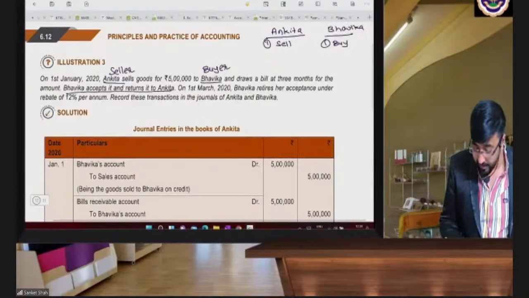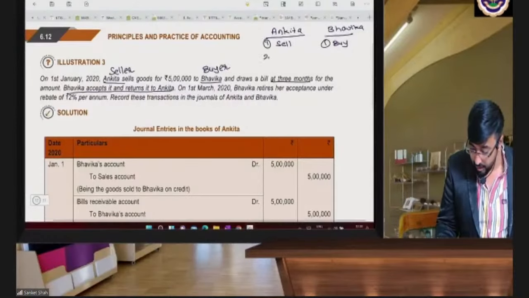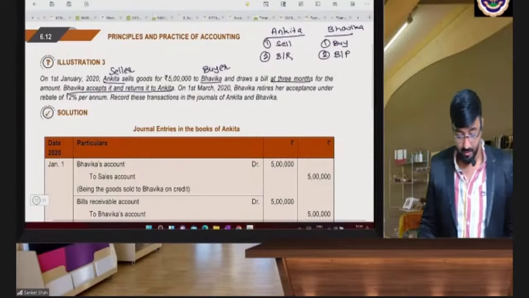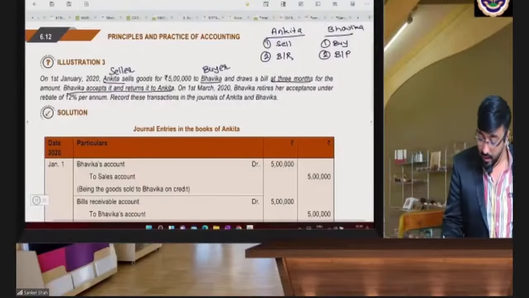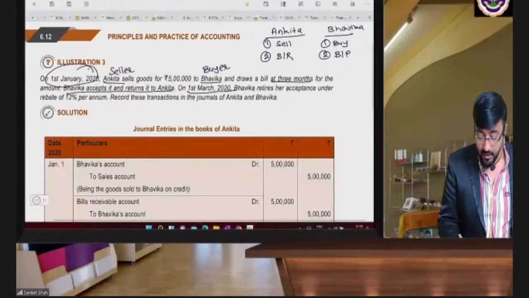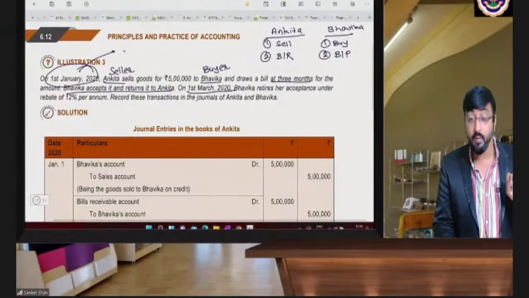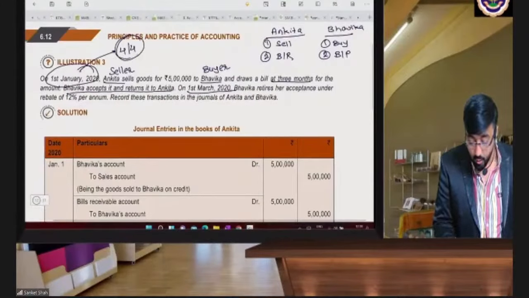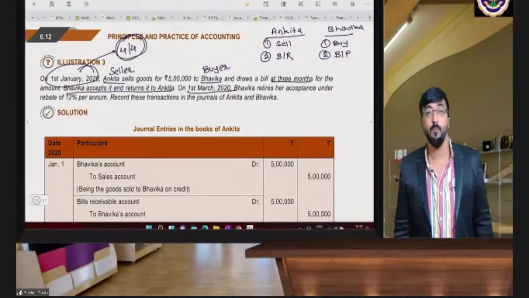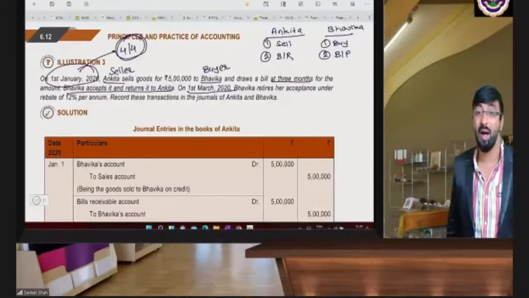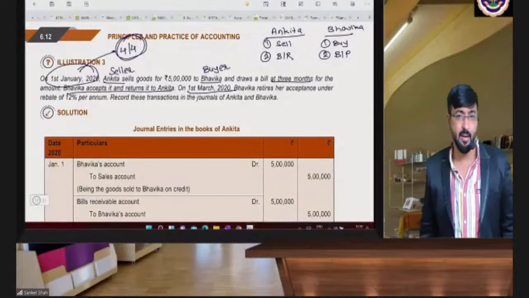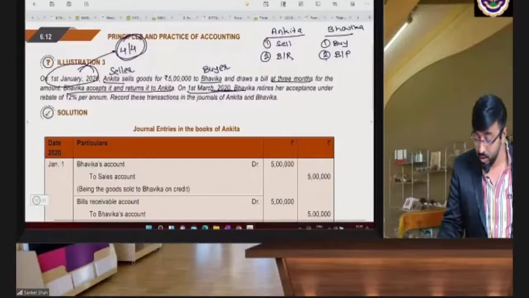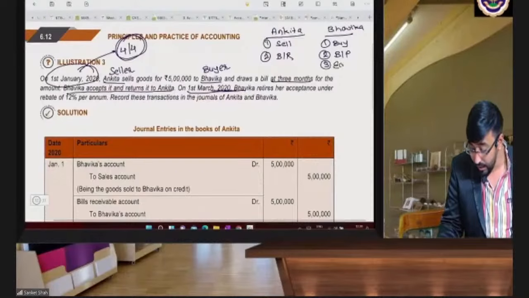Bhavika accepts it and returns a 3 months bill. So for Ankita it is bills receivable and for Bhavika it is bills payable. Bhavika retires the bill. Now see, 1st January, due date, February, March, April. So 4th April is a due date, a maturity date. So Bhavika should pay it on 4th April. But Bhavika pays before 4th April. So for Bhavika, yes, early payment.